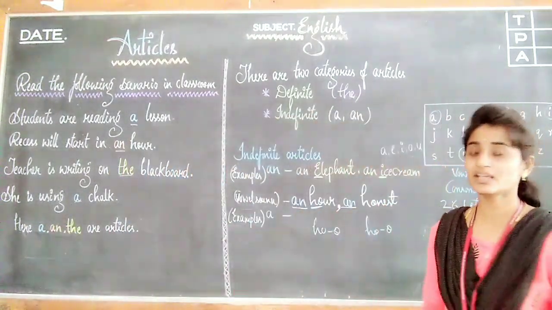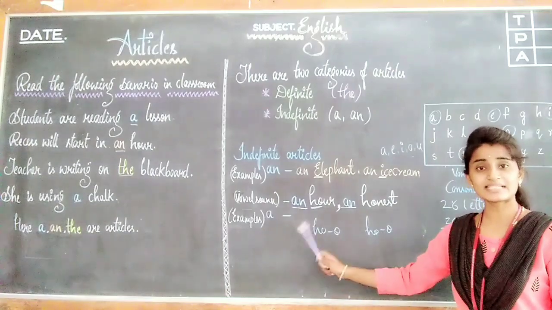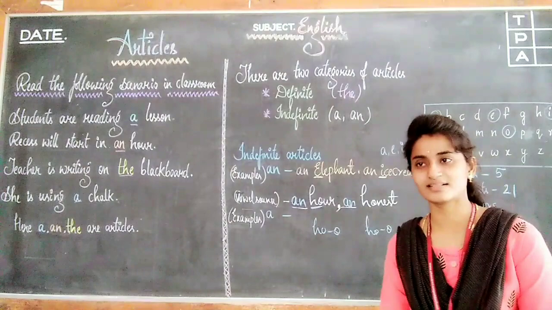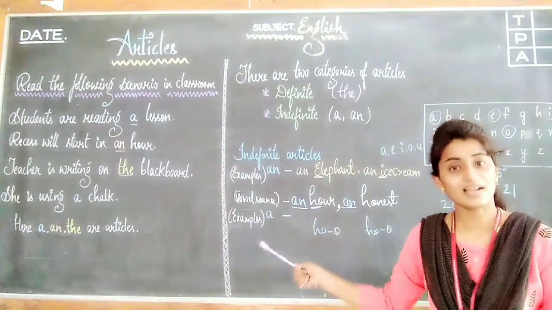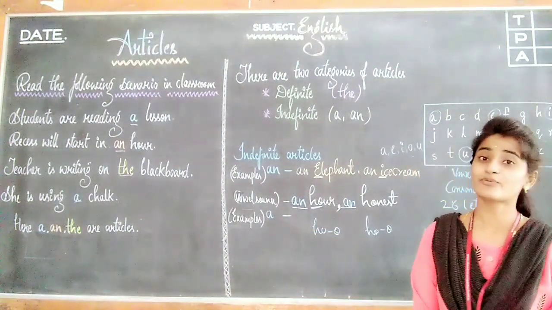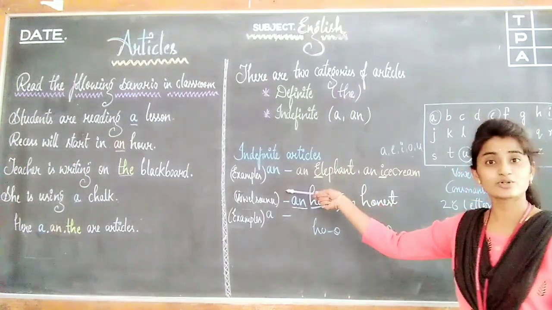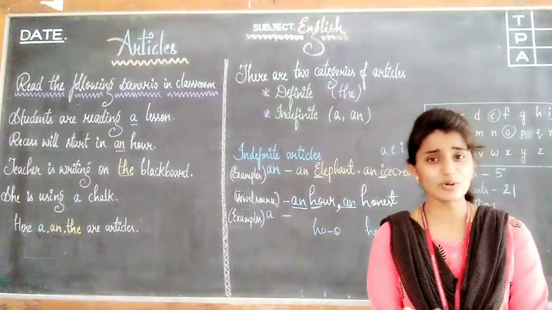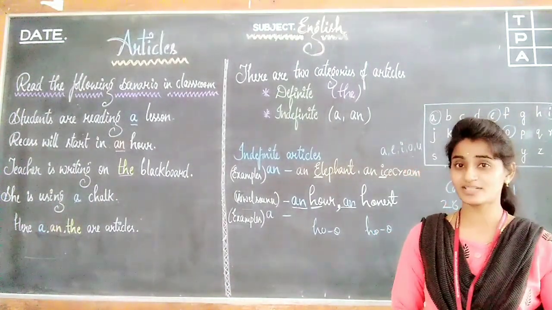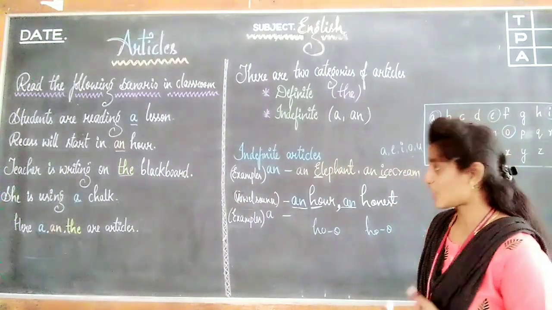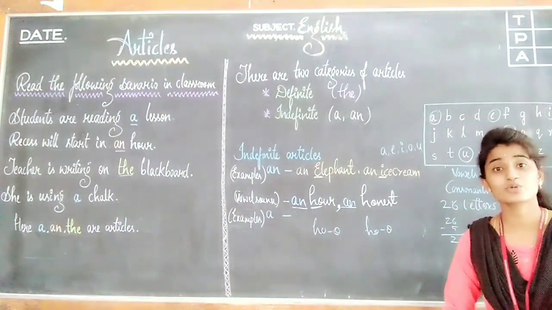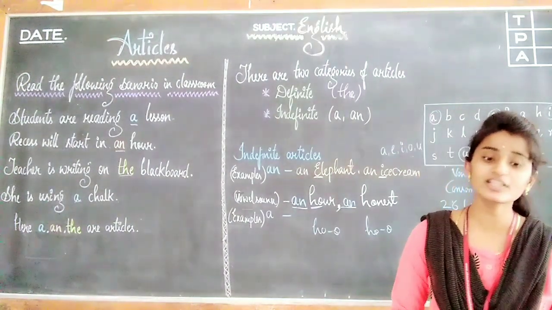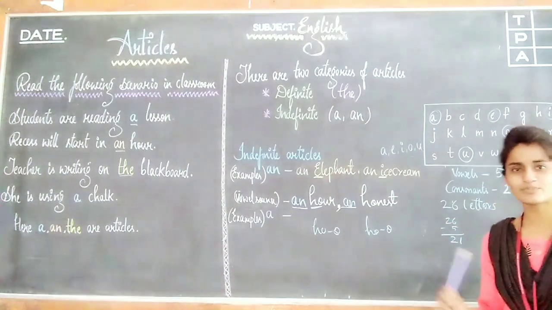So now we are going to see the article a. Is a an indefinite or definite article, children? It's also an indefinite article. We use the article a before common nouns and before singulars. Singular means it's countable, children. Singular means one, right? So we use the article a before common nouns which are singular in number. Only that much is enough?